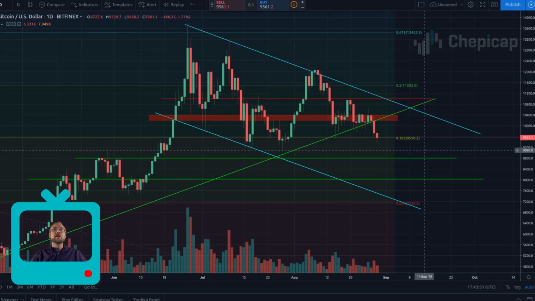But basically, we broke this ascending trend line. We broke 10,000. We are holding on 9.5. We dipped a little below 9.5. It's this important Fibonacci level. Right now, we're testing, we're seeing if we can hold 9.5. If we do, we could see a bounce back up.